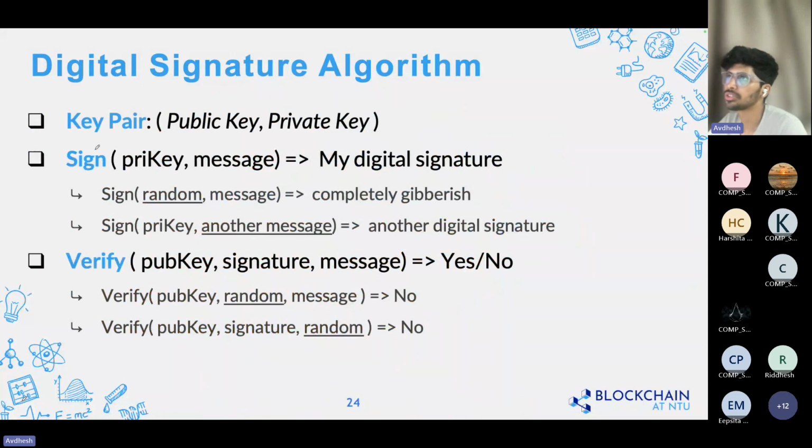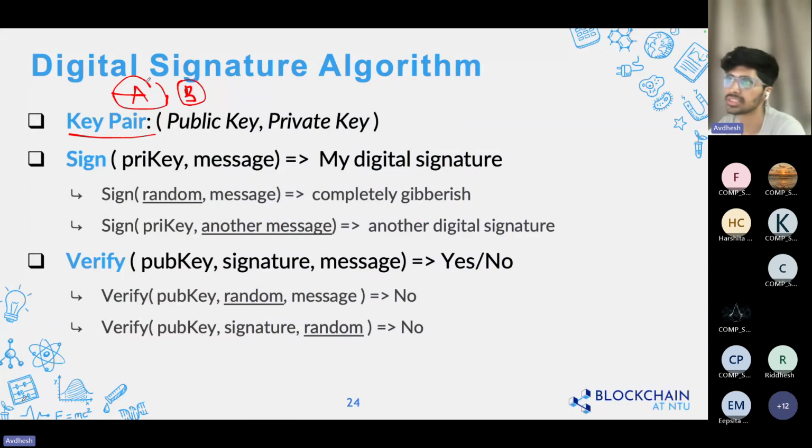Now I'll show you in a more mathematical way. That was the diagram; now it's a bit more mathematical. We have a key pair, Alice and Bob. By the way, these key pairs are unique to each other. Alice has a key pair and Bob has a key pair, and they are both very unique. You'll have to differentiate between Alice's public key and Bob's public key.